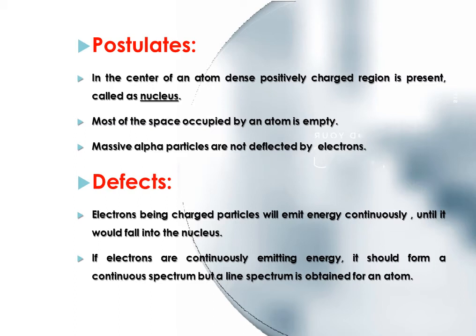Second postulate is, most of the space occupied by an atom is empty, so that's why most of the alpha particles pass straight through the foil. Third postulate is, massive alpha particles are not deflected by electrons. As alpha particles have double positive charge and electrons have negative charge, there will be attraction between positive and negative charge. Secondly, alpha particles are heavier than electrons, so that's why they are not deflected by electrons.